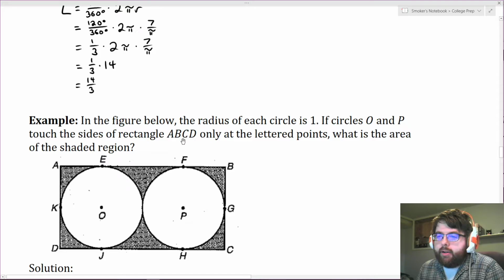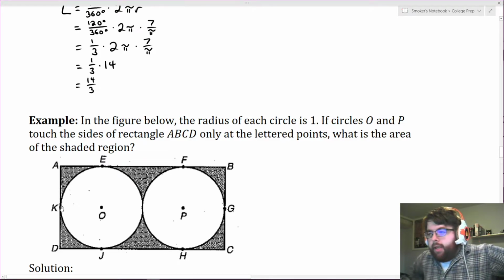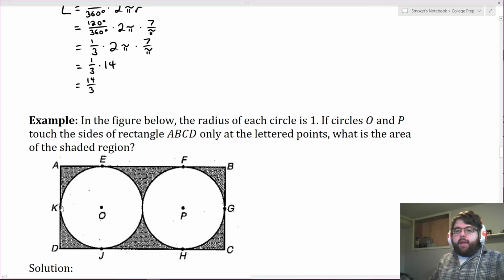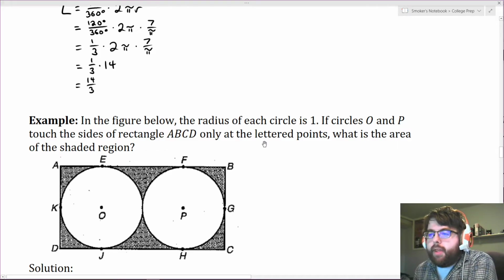Well, they're making it clear in here. That's why we can't just go by what the figure says. We can go by what numbers are listed on the figure, but we can't look at a figure and assume things. But they're telling us that it touches. There's no space in between the circle and the side of the rectangle. There's exactly one point there. So circles O and P touch the sides at the letters only.